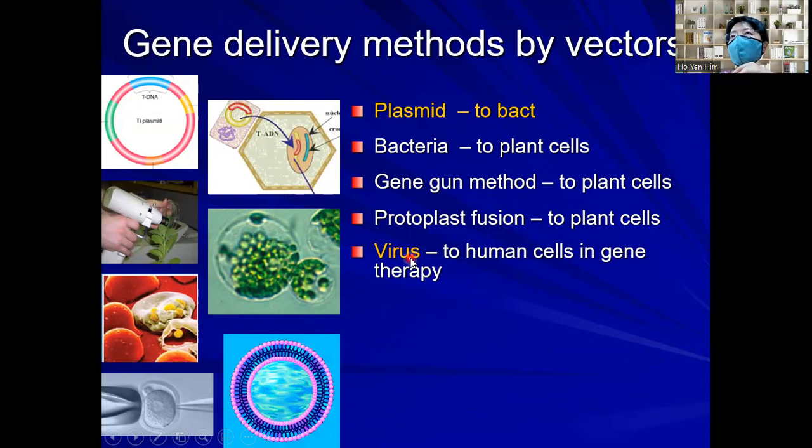Then we can use virus. Now, some viruses, they can infect bacteria, some can infect plant cells, some can infect animal cells. So because naturally they can already infect the cell, we just use them to deliver the gene to the cell. But first, we must insert the gene into the virus, right? Then when the virus infects the cell, it will inject that gene together with the DNA or RNA of the virus into the cell. Because virus can carry either RNA or DNA, right?